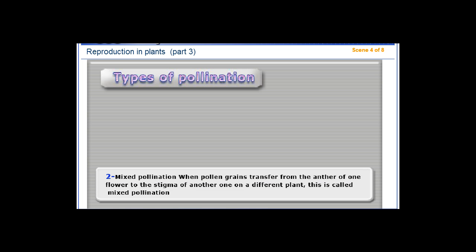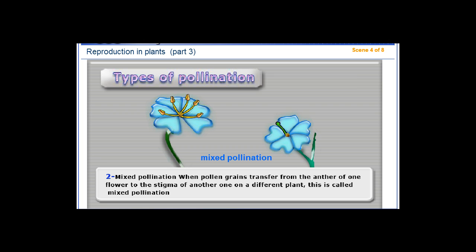2. Mixed pollination. When pollen grains transfer from the anther of one flower to the stigma of another one on a different plant, this is called mixed pollination.